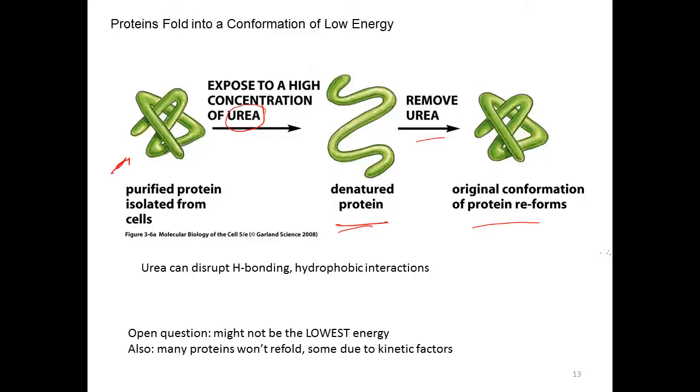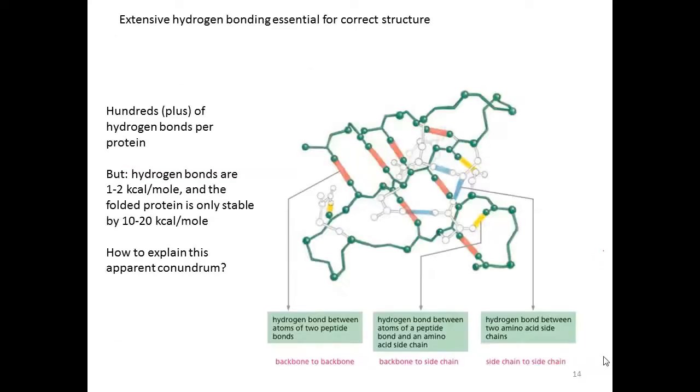One last point about this experiment. There are misconceptions in your book and in the literature that says that proteins fold to the global minimum of energy. And that is not entirely clear. We'll discuss this a little bit when we talk about protein folding, but all we know is that it's a very stable formation. It's a local energetic minimum. We don't know if it's a global minimum.